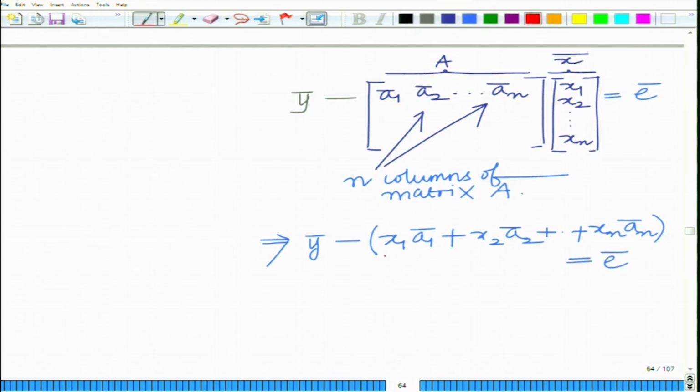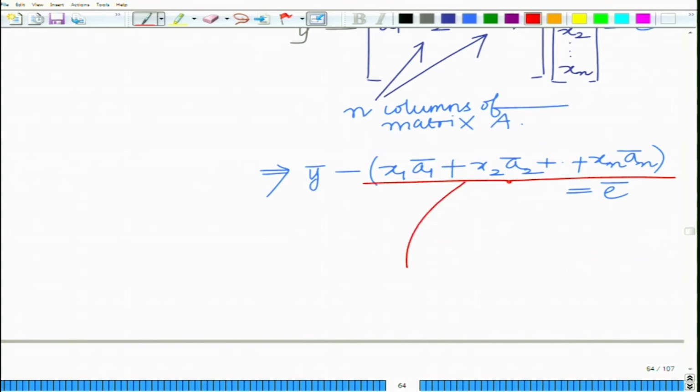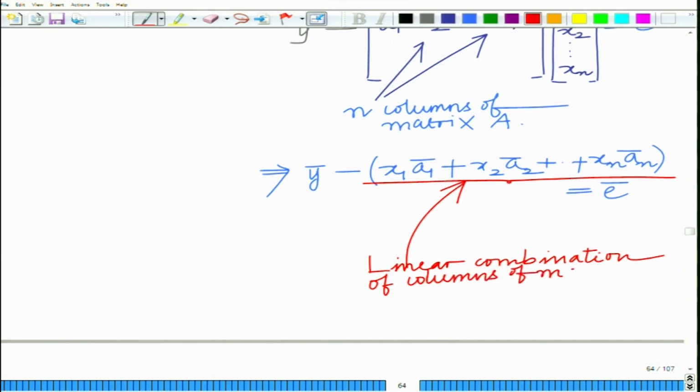And now if you look at this, x1 times a1 bar plus x2 times a2 bar, and so on until xn times an bar. Now this is nothing but a linear combination of the columns of matrix A. What this represents is a linear combination of the columns of the matrix A.